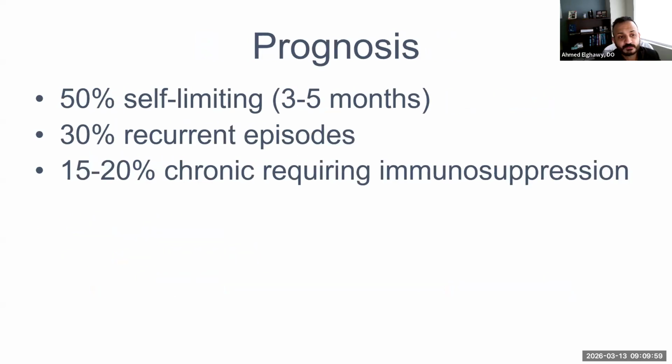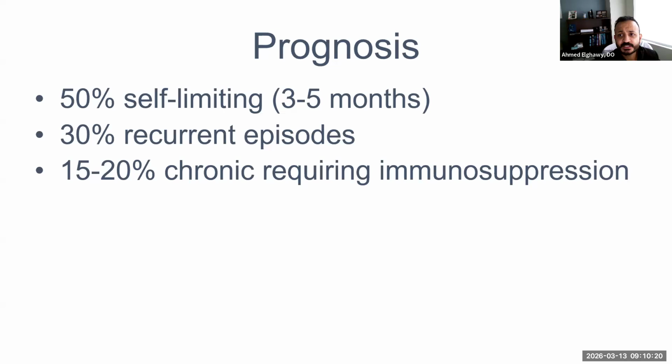Even 50% of patients don't need to do anything at all, maybe just some NSAIDs or a short course of prednisone. They do quite well, and it never comes back. About 30% may have recurrent episodes, but overall they still do quite well. It's usually the HLA-B27 positive group that may require immunosuppression and longer treatments, because sometimes their disease can be a bit finicky.